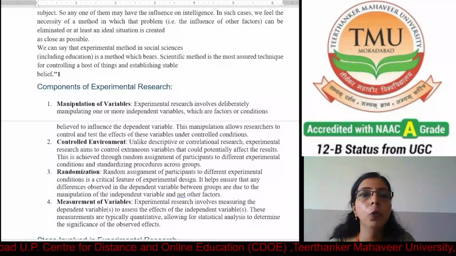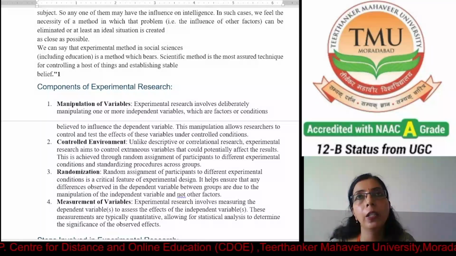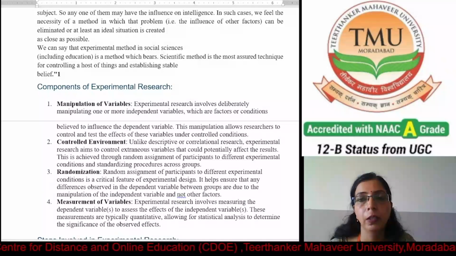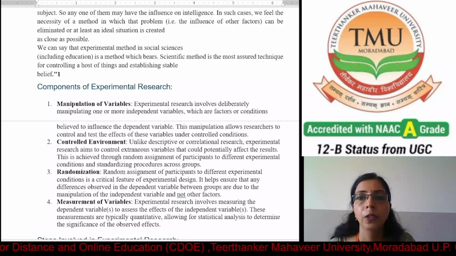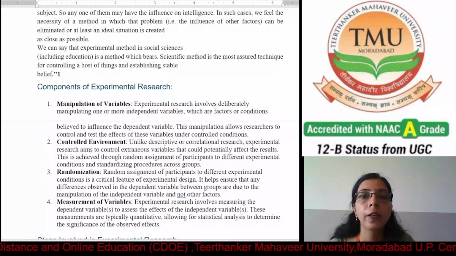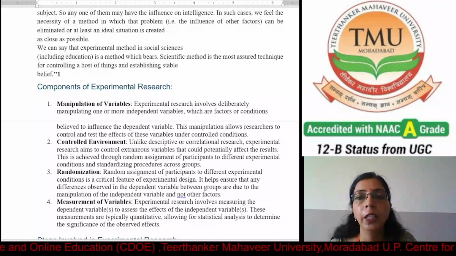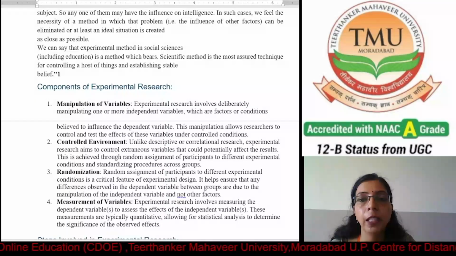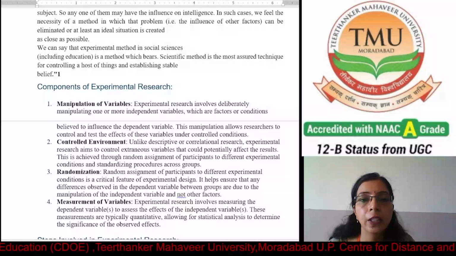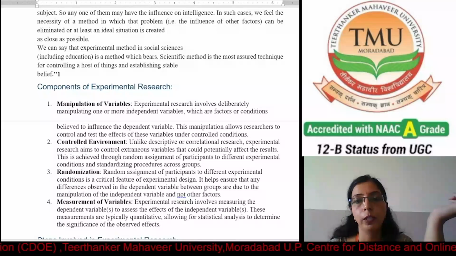So it is only through causal relationships that such relationships can be meaningfully understood or interpreted. In order to study the causal relationship between the variables chosen by the researcher, he or she has to keep a check on other variables which may affect the relationship studied. So the way a researcher checks the influence of other variables is known as control.